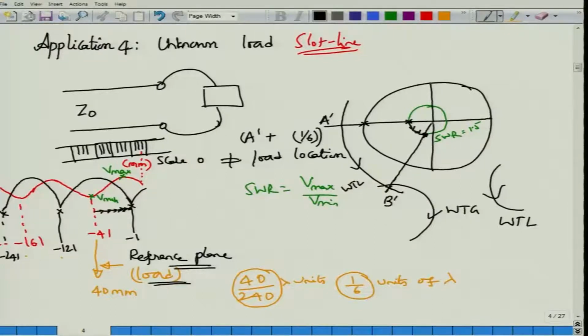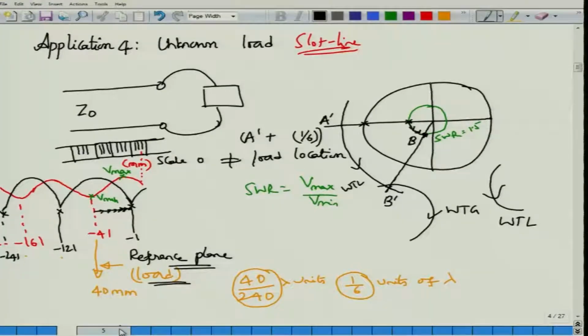From B prime you move towards the center by drawing a line, and the point where you intersect this SWR circle will be the normalized value of the impedance, and then you can unnormalize this value. Okay, so this is very widely used or used to be used.